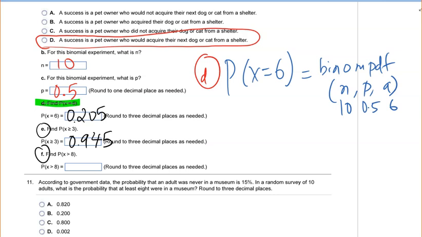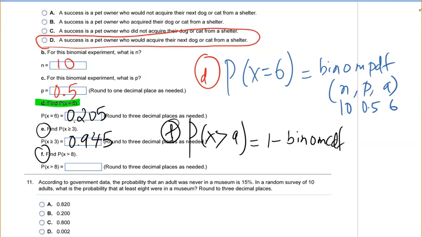For part F, X greater than or equal to 8, okay, we have the function for that. P(X greater than or equal to a) is going to be 1 minus binom CDF n p a. That's the formula. Here, what is the value of a? A is 8, n is 10, p is 0.5. And if you put that in the calculator, you get the answer for this one.